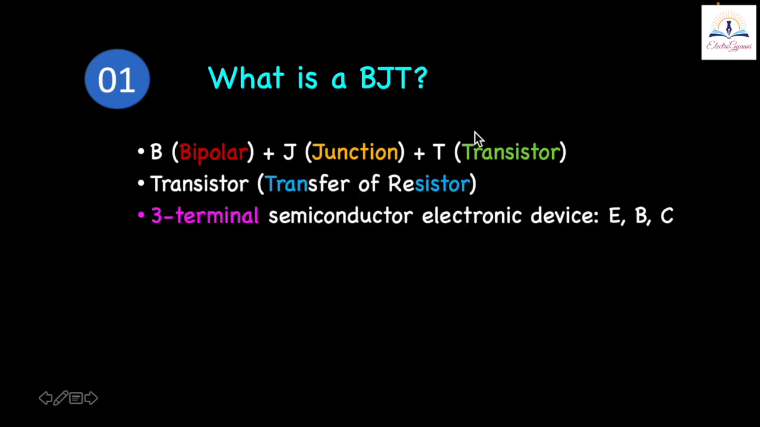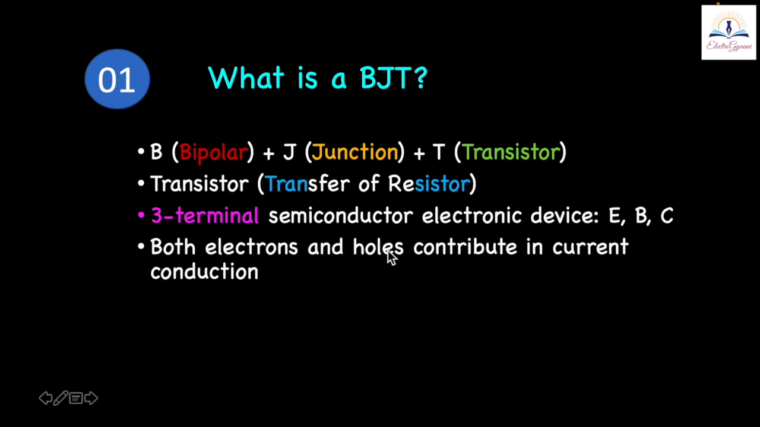This BJT is a 3-terminal device and these 3 terminals are emitter, base and collector. Since both electrons and holes contribute in current conduction, that's why this is a bipolar junction transistor. And there are two junctions, emitter base junction and collector base junction.